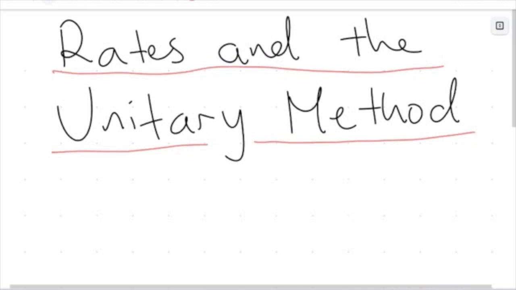So for the start, we're going to do a couple of questions reviewing the unitary method through the idea of rates. And then we're going to do one question at the end in which we're going to convert units using the unitary method.